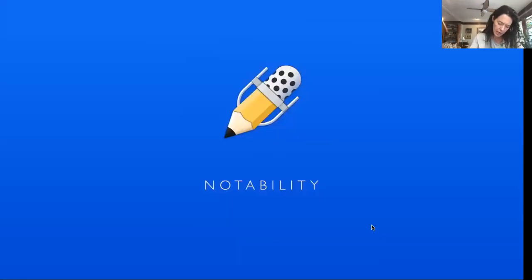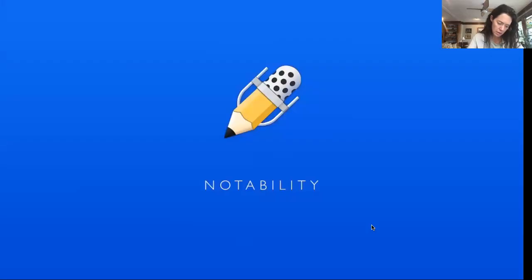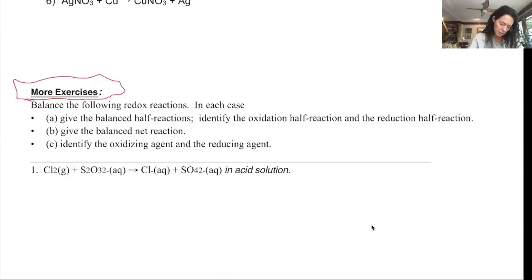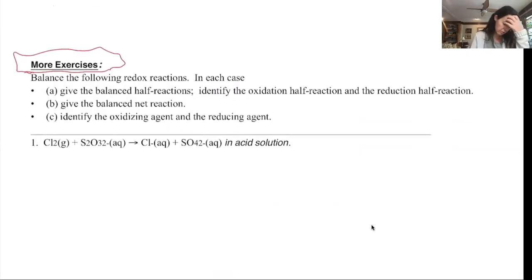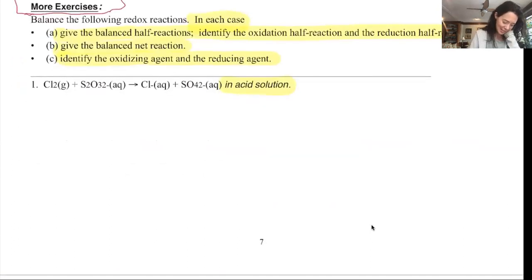And I actually have some examples here. I'm going to go back to this worksheet here that we were looking at last time. Not that one. I'm sorry, I'm wasting your time. Reactions packet. Let's look here. Balance the following redox reactions. In each case, give the balanced half reactions, give the balanced net, identify agents. This is in an acidic solution. I hope this is easy. I haven't done this since last year.